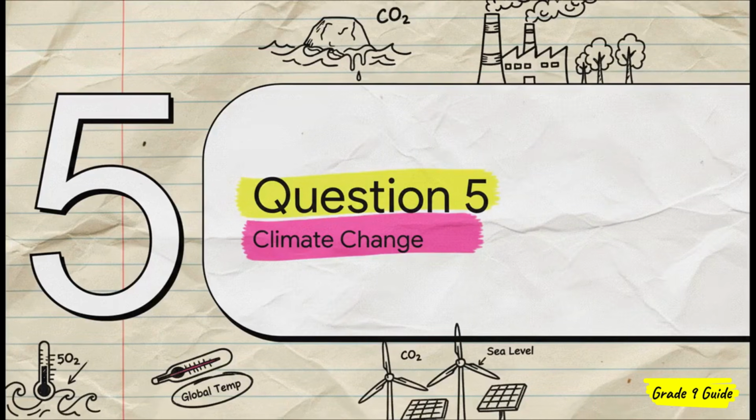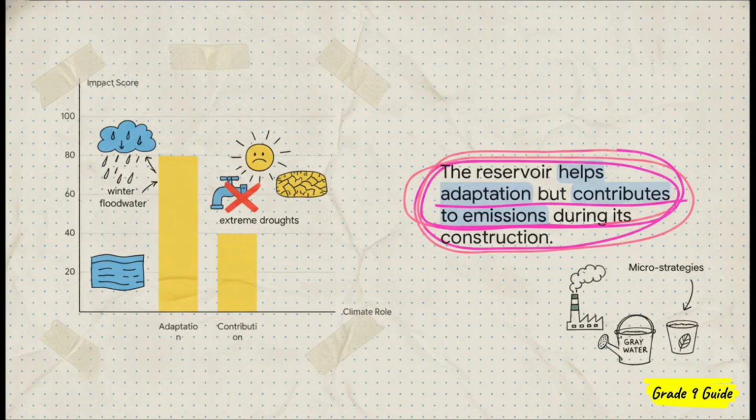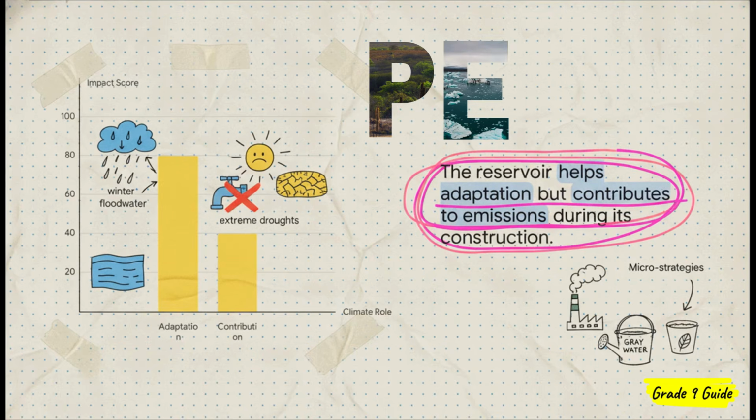Last one. Come on, push through. Because this is how we link it all to the biggest issue of all, climate change. Let's tackle this final question head on. Now for this final question, our PEAC structure looks a little different. Your point is that the reservoir acts as a vital climate change adaptation strategy. The evidence? Climate change is going to make water restrictions twice as common, and this project stores winter floodwater to be used during summer droughts.